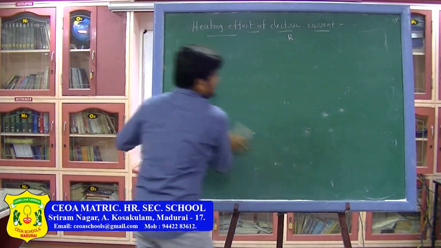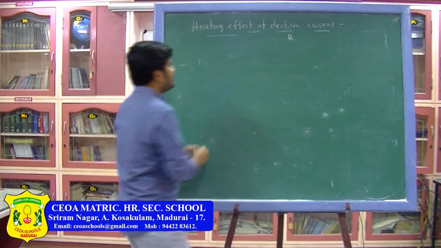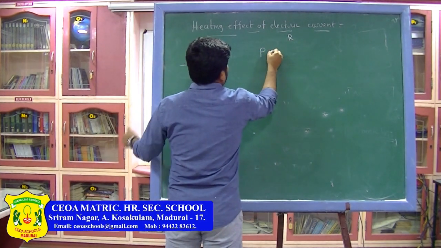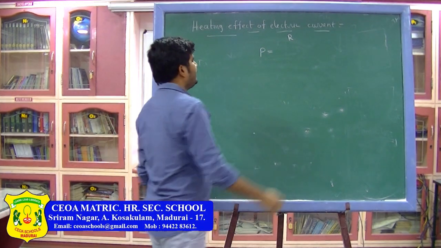So power in the electrical circuit, we obtained it as delta W by delta T. So you can write it as power in the electrical circuit equal to V into I.